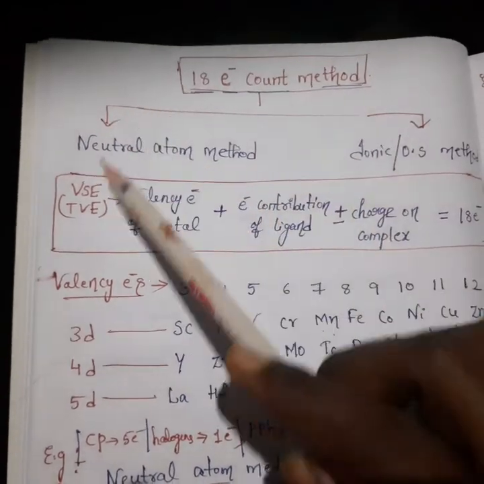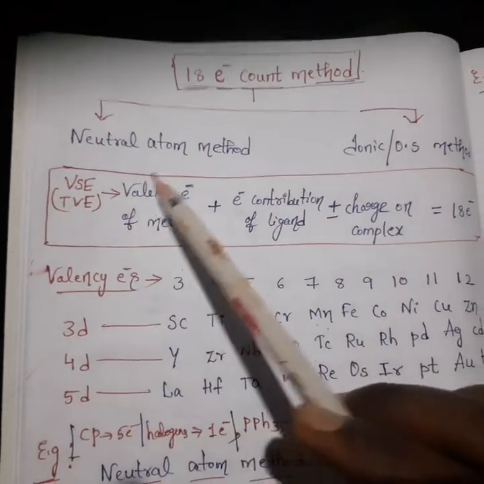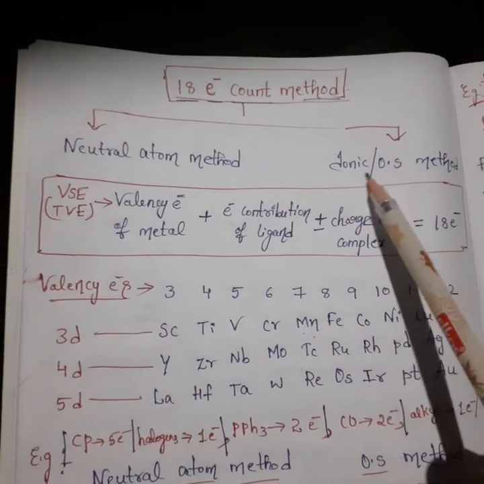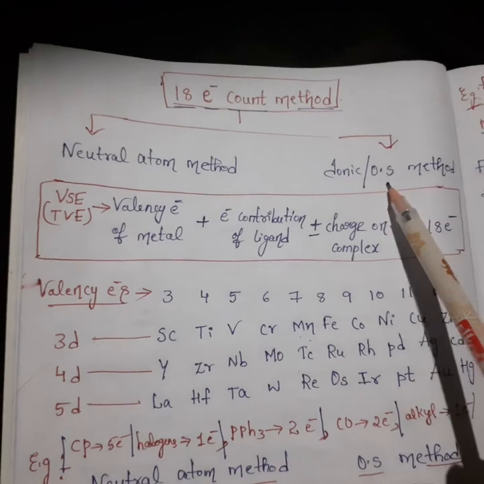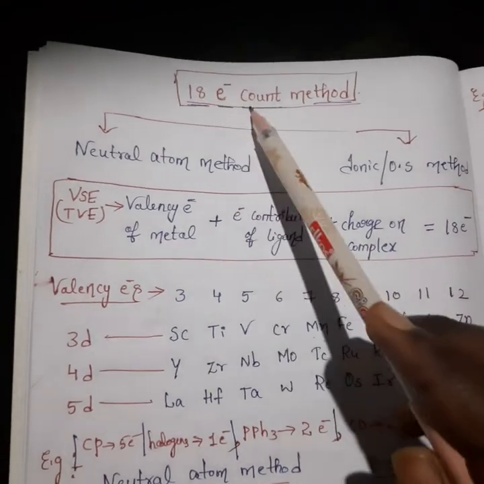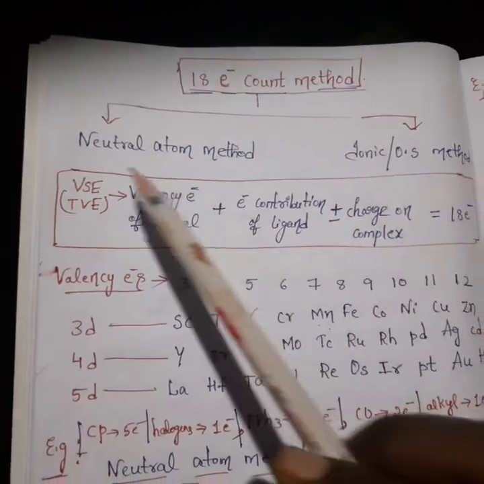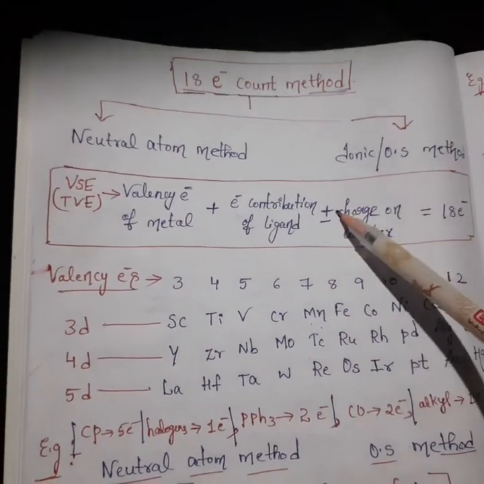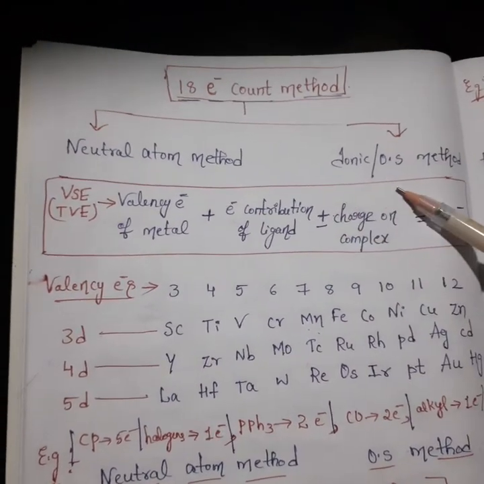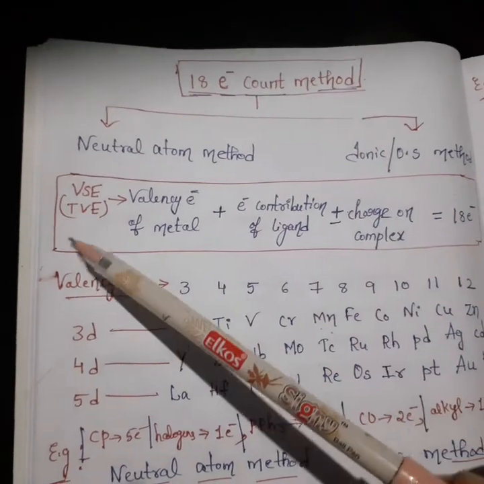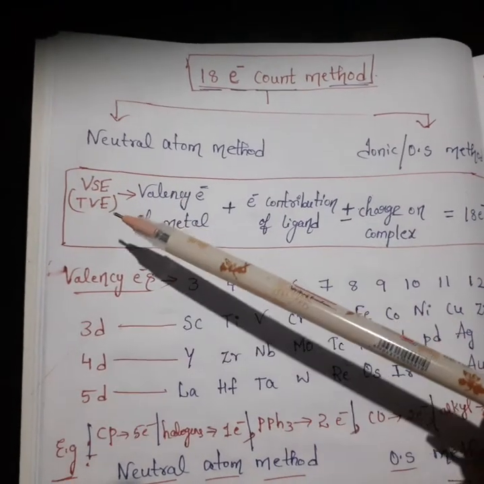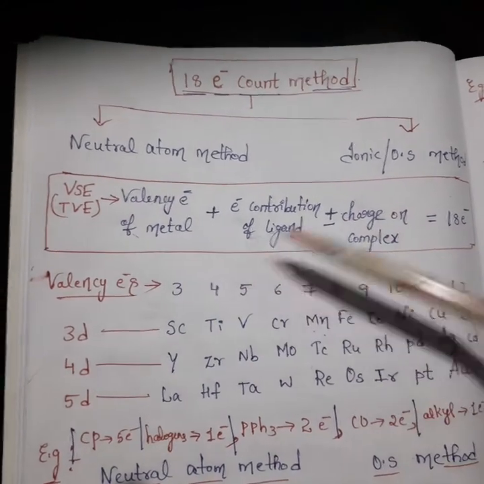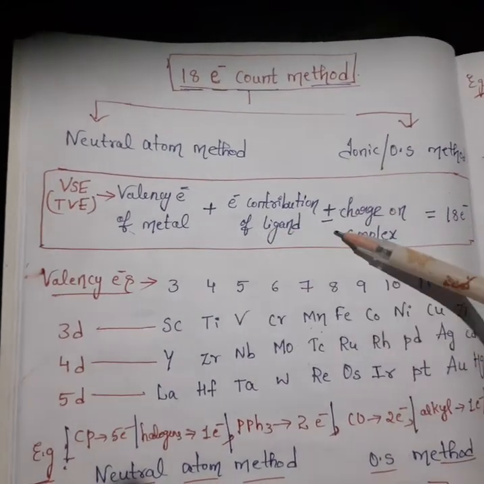It is of two types: neutral atom method and ionic or oxidation state method. OS means oxidation state method. So electron count can be done by two methods, the neutral atom method and the ionic or oxidation state method. In my previous video I have given this. Let's see once more, because this is actually the most important thing.